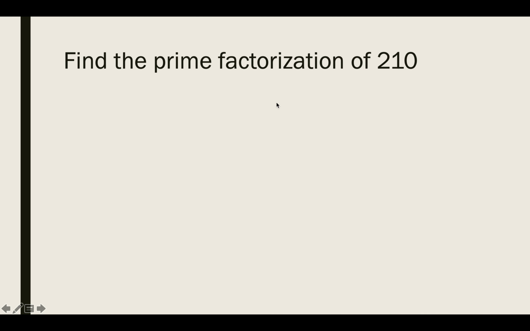Let's see one more example. Find the prime factorization of 210. So find the factors of 210, which is 21 times 10. We have to split 21 and 10. Why? Because 21 and 10 are not prime numbers.